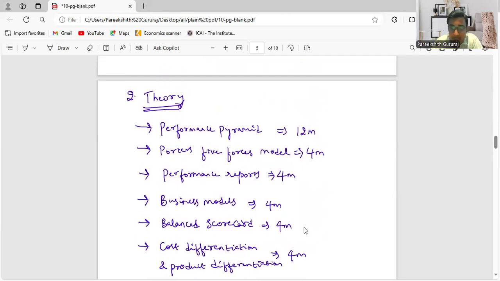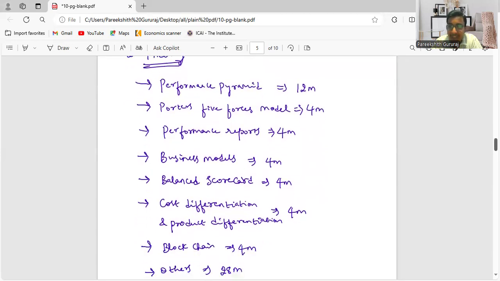So continuing with this theory part, the next question was on performance reports. This was a new chapter added, and it had a 4-marker theory, which was very, very basic, advantages of a performance report, etc. The next point was on business models, wherein a case study was given, and you had to identify whether it was on-demand model, premium model, freemium model, etc.